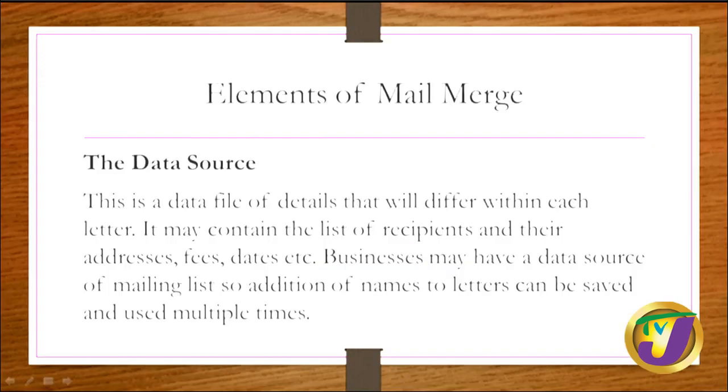They may also have other details, like if there's a fee that differs from recipient to recipient. In today's mail merge that we'll be doing, I think it has courses that may differ from recipient to recipient. The data source also contains the list of other details apart from addresses, fees, and dates. And businesses may have their data source created as a mailing list so that they can quickly complete mail merge.